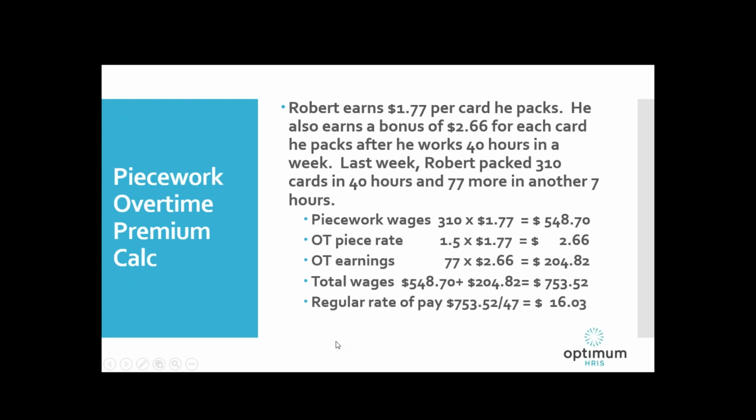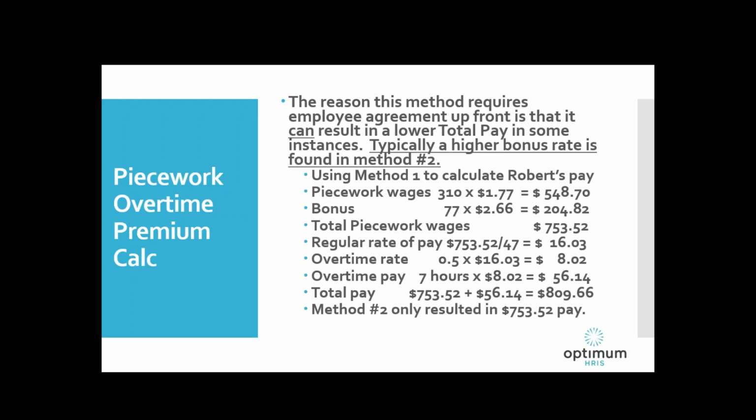Now, here's why you have to have the employee's upfront agreement if you use method 2. While method 2 usually involves a higher bonus rate per piece, if you were to go back and use method 1 to calculate overtime and total pay using the same rates, you're going to get a significantly higher pay in some cases. So let's look at using method 1 to calculate Robert's pay.